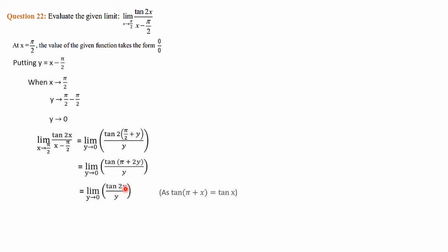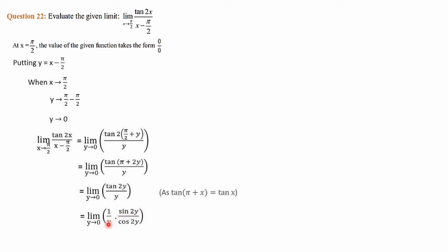Now tan we have to change into sine and cos. As we know, the formula is tan theta is equal to sine theta by cos theta. So here tan 2y is equal to sine 2y by cos 2y. Limit y tends to 0, tan 2y we are changing as sine 2y by cos 2y. In the denominator there is a y, which we have separated as 1 by y. Now we can check here, sine 2y is there in the numerator, but in the denominator there is a y. But if we have a 2y here, we can use the formula sine x divided by x.